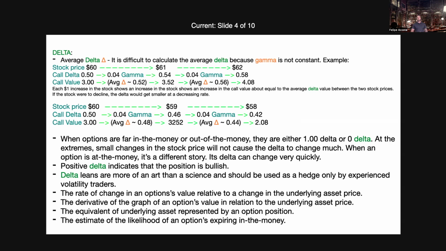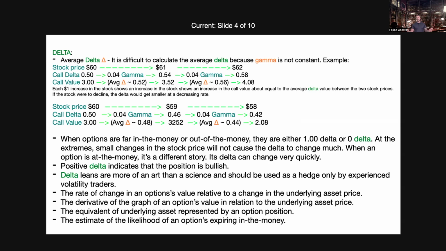So it ends up being 0.50 minus 0.04. That gives us 0.46. And then again, the stock goes from $59 to $58. Again, the gamma influences the delta. So the delta in this case, we subtract the 0.04 from it. So it drops down to 0.42.